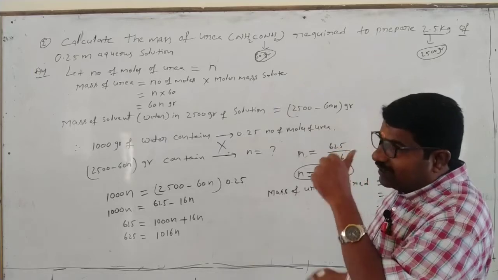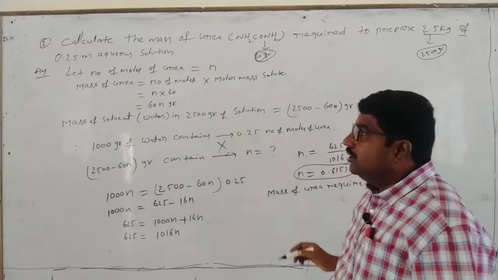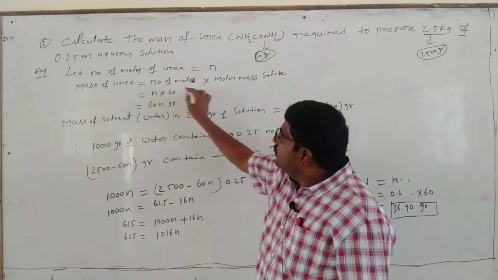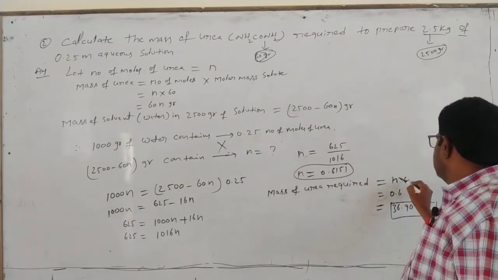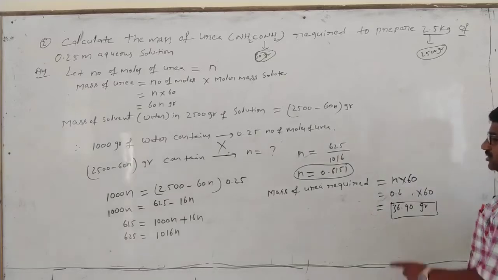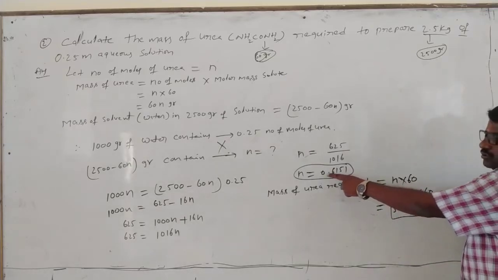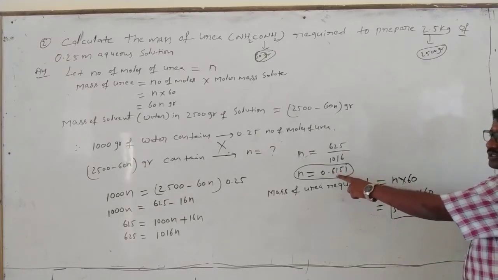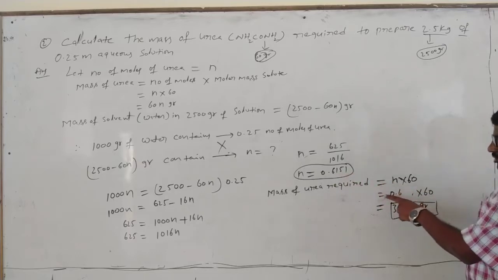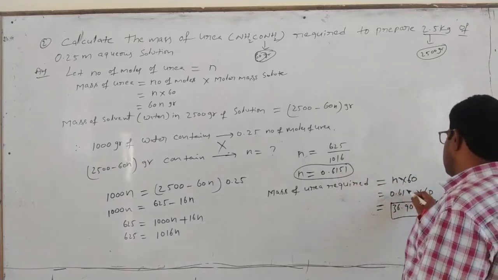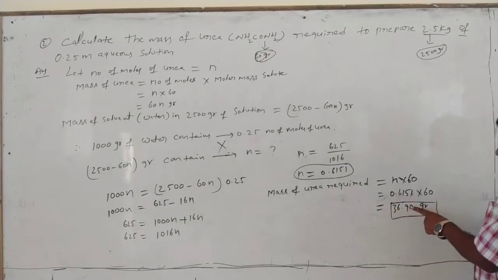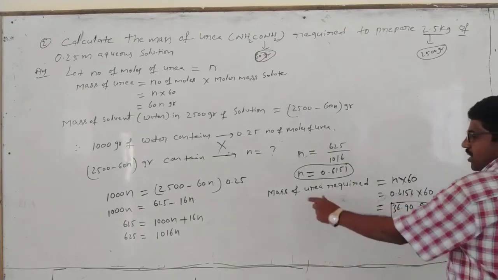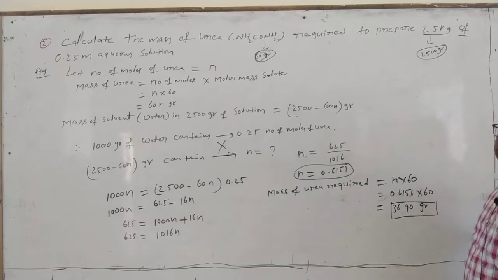But what we calculate is the mass of the urea. Initially, mass of the urea is equal to n into 60. So, n into 60. The n value now is 0.6151. That is 0.6151 into 60, that is 6.90 grams. This is the mass of urea required.